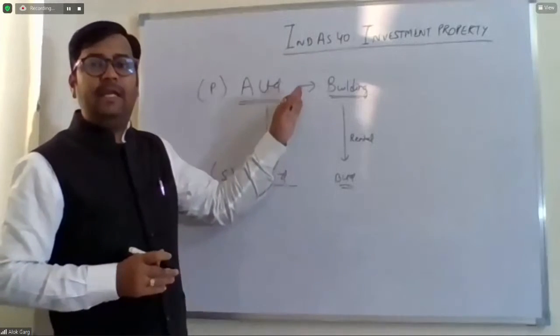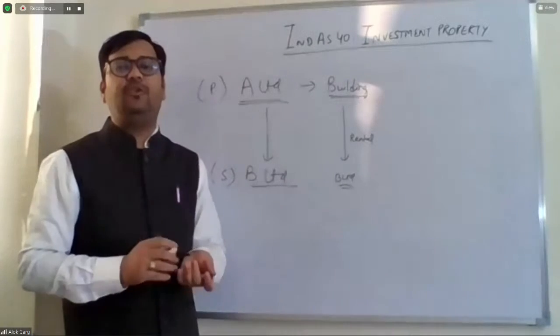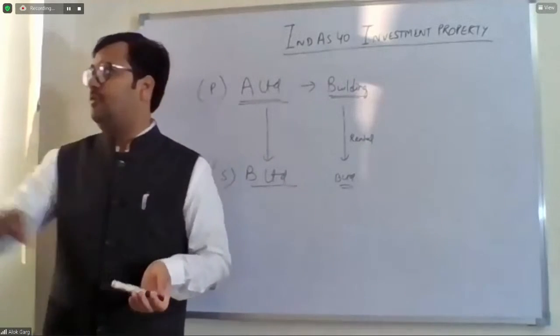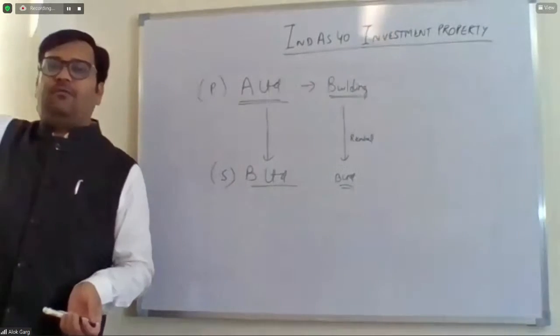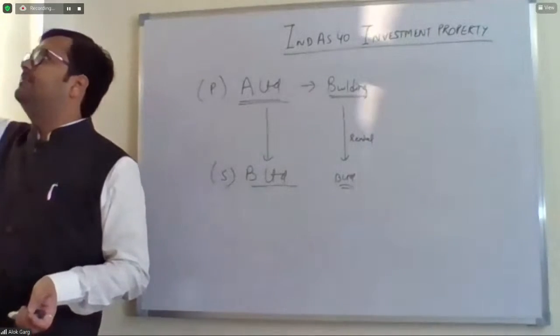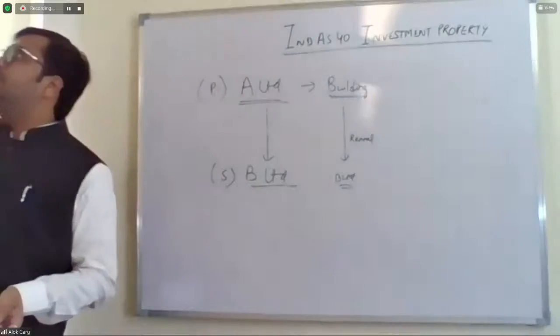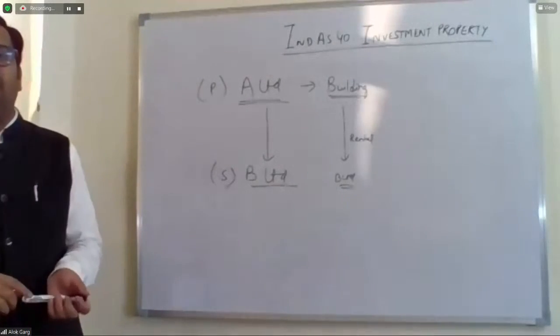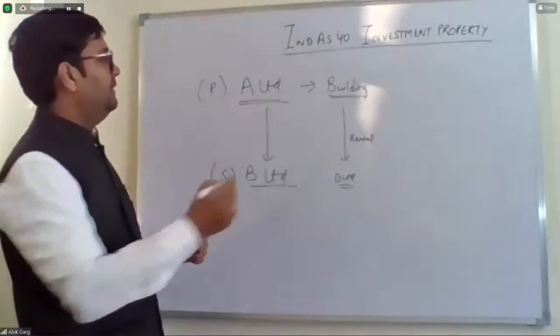So friend, A Limited has purchased a building and A Limited has leased out that building to B Limited on a rental basis. Now my question is, what is the treatment of that building in the books of A Limited? Is it a PPE or is it an investment property?